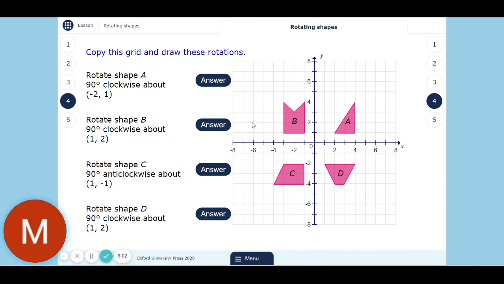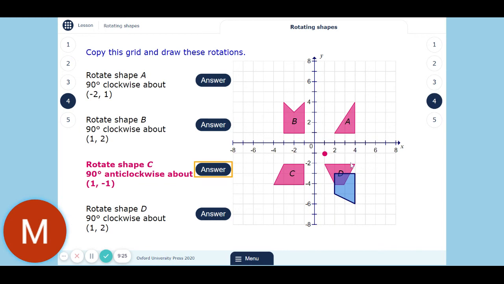Okay, so if you've had a go at that, then let's quickly have a look at where the answers are. So A would be over here. So marking on the center, 90 degrees clockwise, use your tracing paper, that's where it ends up. B, again, mark on the center, 90 degrees clockwise. So it's going this way, going around, and that's where it ends up.